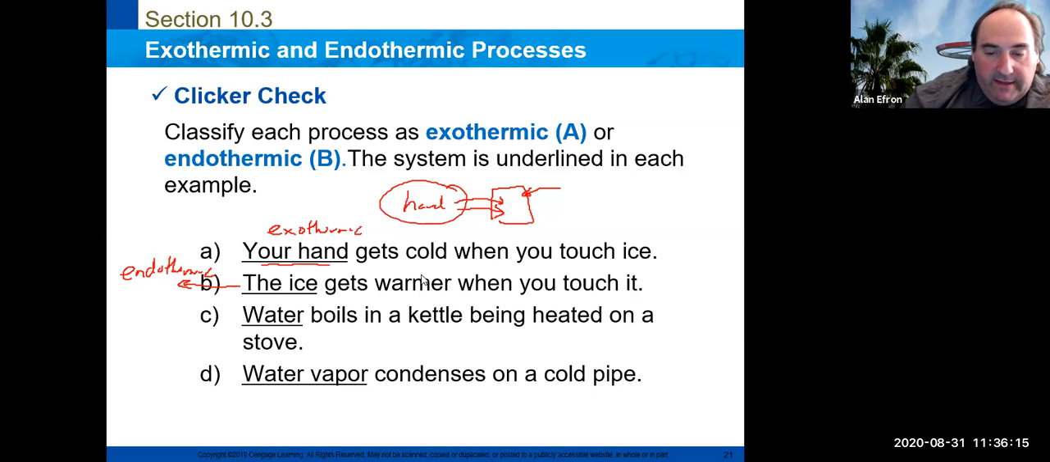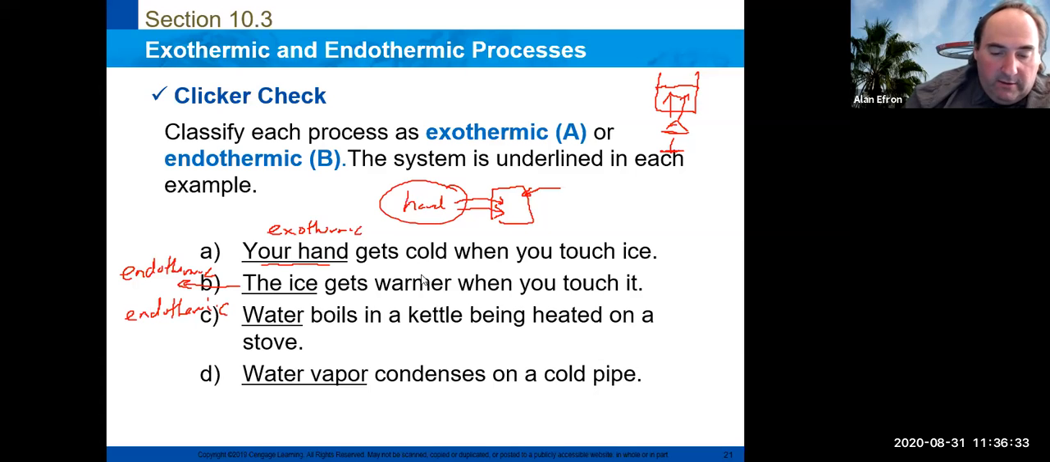Water boils in a kettle being heated on a stove. So obviously if we have water and we're heating it, the water is going to gain all that heat and energy from the flame, which means in terms of the water, it is endothermic, right? It's going to absorb all that heat and energy.